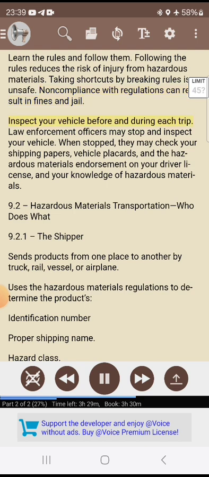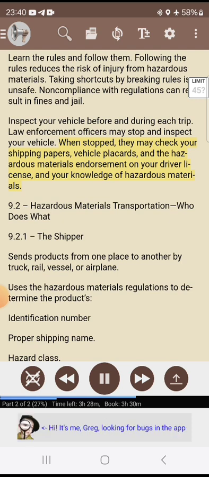Inspect your vehicle before and during each trip. Law enforcement officers may stop and inspect your vehicle. When stopped, they may check your shipping papers, vehicle placards, and the hazardous materials endorsement on your driver license, and your knowledge of hazardous materials.